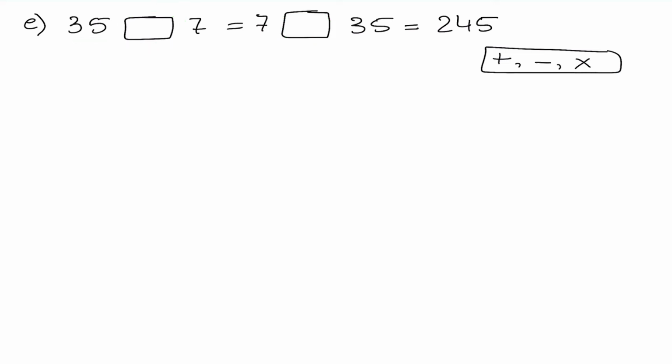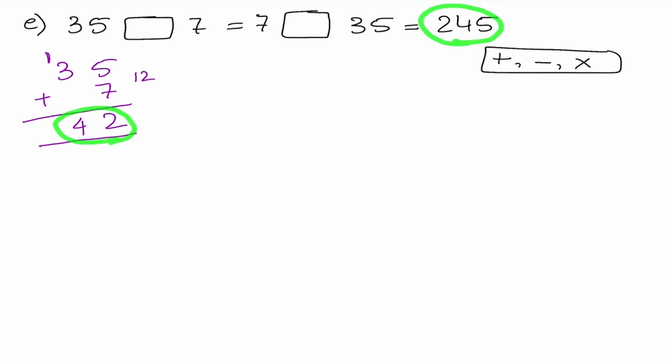How will you do that? If you see here, this is a 2-digit number and this is a 1-digit number. If you add a 1-digit number and a 2-digit number, then you will still get a 2-digit number. It will be somewhere close to 40. If we add 35 and 7, 7 plus 5 is 12. So 2 goes here, 1 goes here, and then 1 plus 3 is 4. So you see here that this is 42, close to 40, and this is 245.